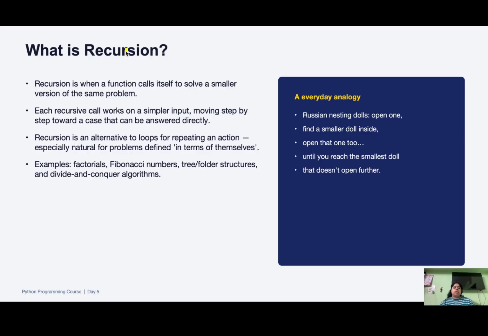Okay, what is recursion? Recursion is when a function calls itself to solve a smaller version of the same problem. Each recursive call works on simpler input, moving step by step towards a case that can be answered directly, right? Recursion is an alternative to loops for repeating an action. A loop keeps on revolving till the actual answer comes, or for the number of times you have asked it to. Same goes for recursion. Recursion is the idea in which a function calls itself.